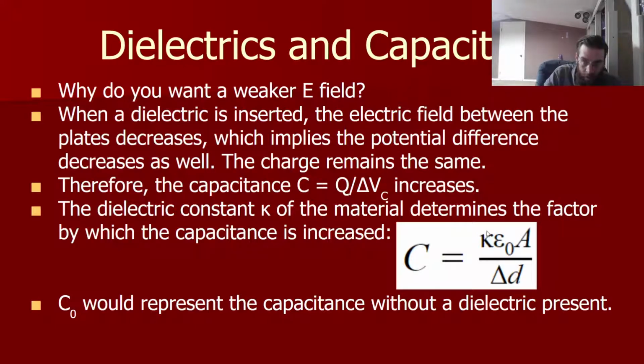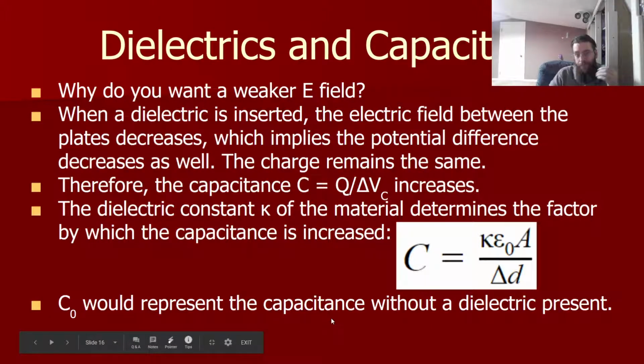D. We're going to throw this kappa in there. And so kappa is the dielectric constant of whatever material you put in there, which would be determined experimentally, which is obviously different for other things. And so C naught represents the capacitance without a dielectric, or you can think of something that has a kappa of 1.